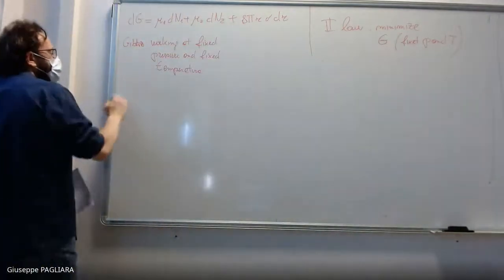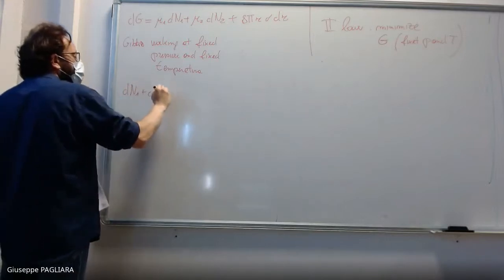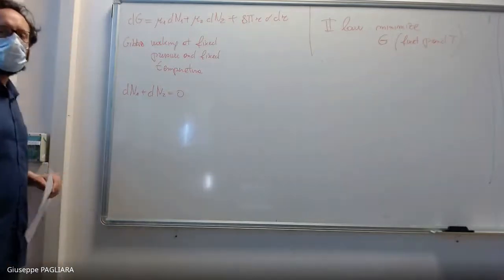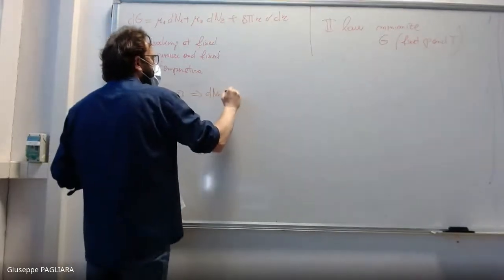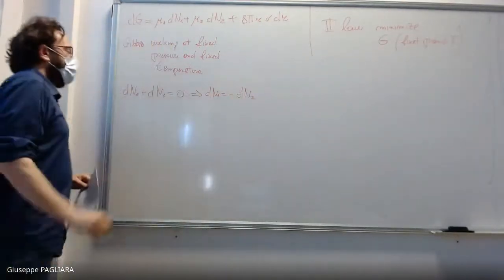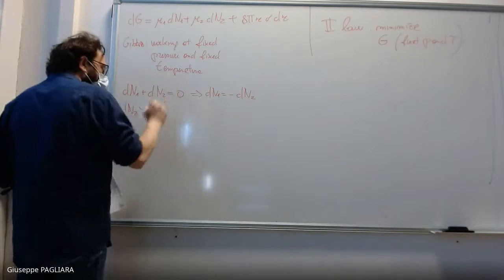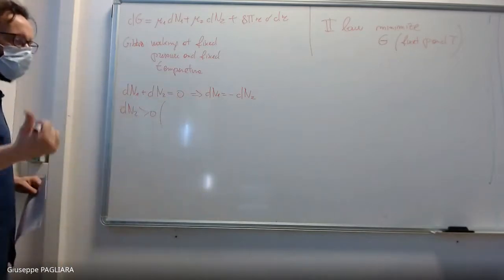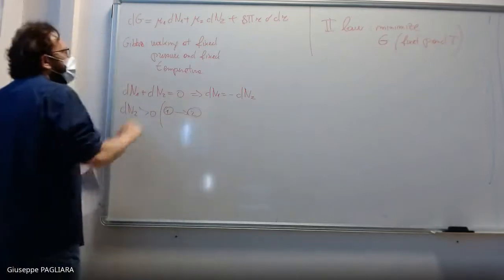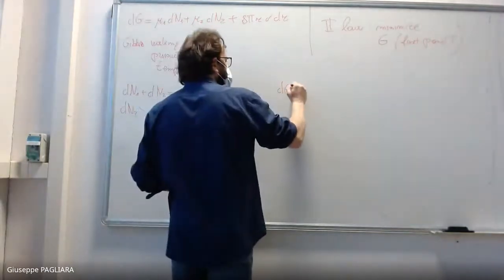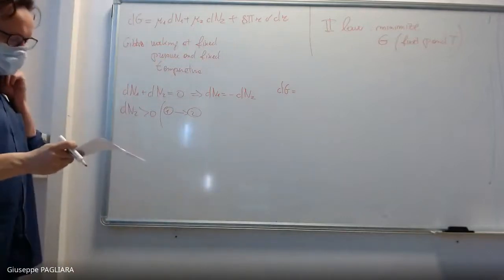Okay, now to do this calculation, first of all, let's write down this equation, which is the conservation of the number of particles. dn1 plus dn2 is equal to 0, from which dn1 is equal to minus dn2. And now dn2 is positive since some particles from phase 1 are going to phase 2, so from 1 we are going to 2. So then let's write dG, by collecting dn2, I get dn2 times (mu2 minus mu1).